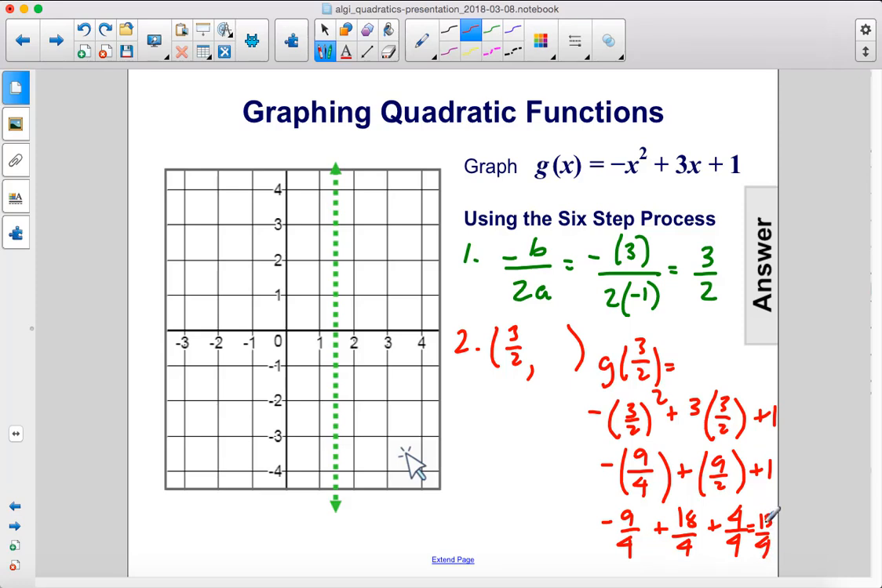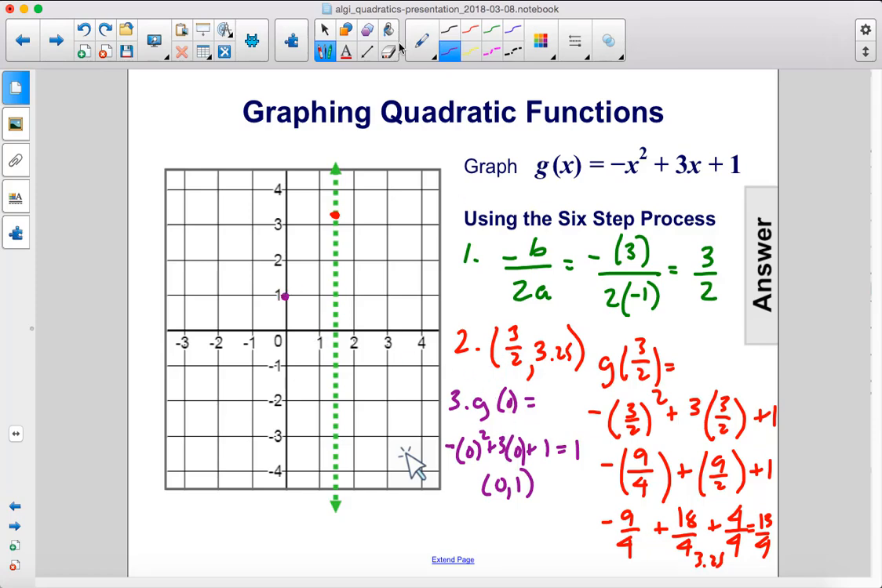13/4 is a little bit more than 3, 3.25. So we have 3.25 here. So if we have our point at 3/2 and then 3.25, that would be here. All right, next we have our y-intercept, which is when x is 0. So g of 0 equals 0, because we got that, plus 3 times 0 plus 1 equals 1. So the point is at 0, 1 here.